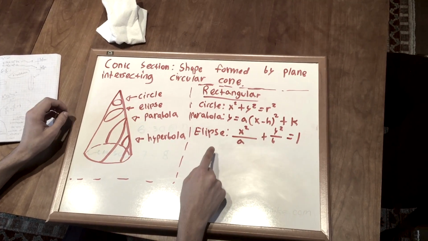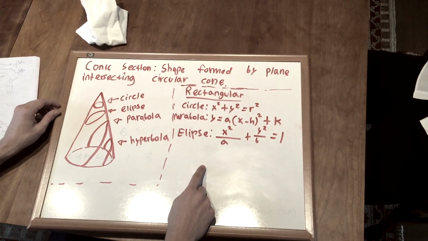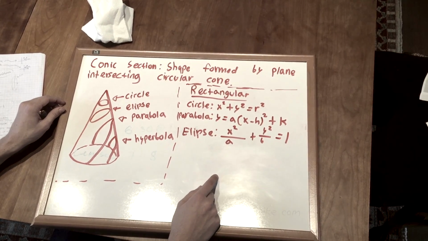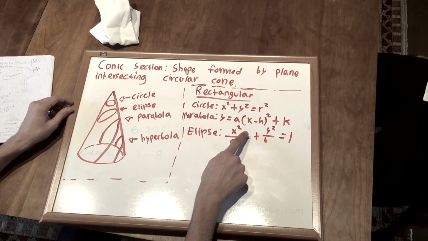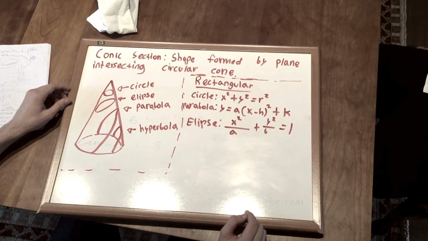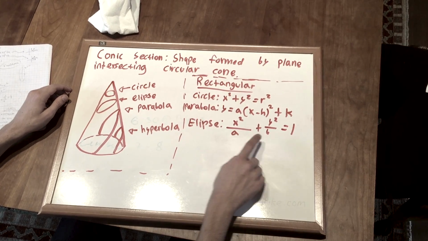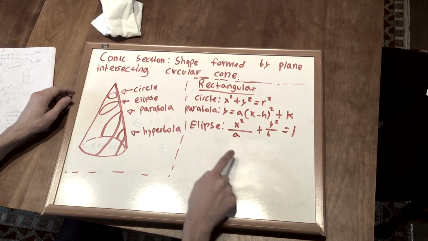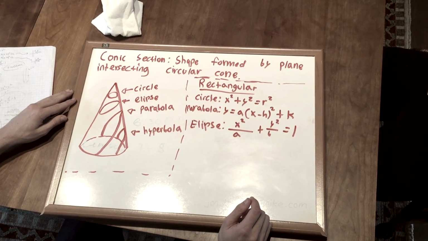Now, the equations for these shapes in a rectangular form are given here. X squared plus y squared equals r squared for a circle. For a parabola, y equals a times (x minus h) squared plus k. And for an ellipse, x squared over a plus y squared over b equals 1. And a and b in both the parabola and the ellipse change the shift and the stretch of the conic section.